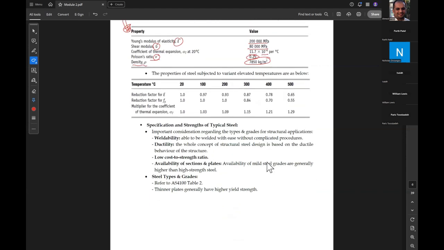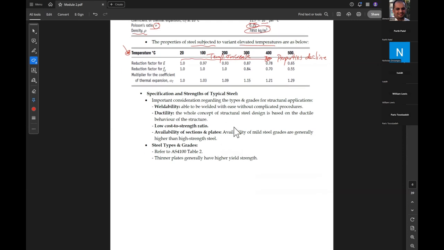Okay. And also here are some of the properties of steel at elevated temperature, if required. As you can see, when the temperature increases, the properties of steel decrease. So temperature increase means properties decline or decrease. This is logical because when you elevate the temperature, the steel loses its strength.